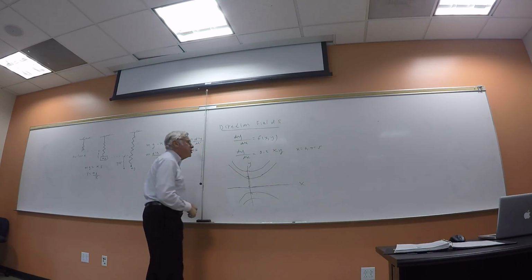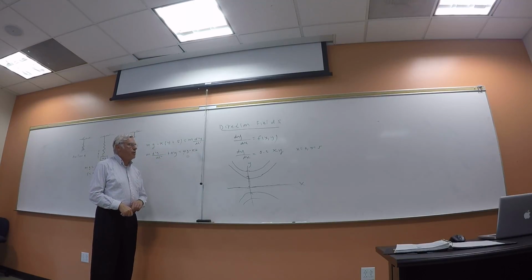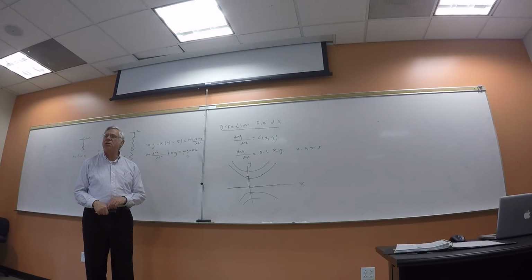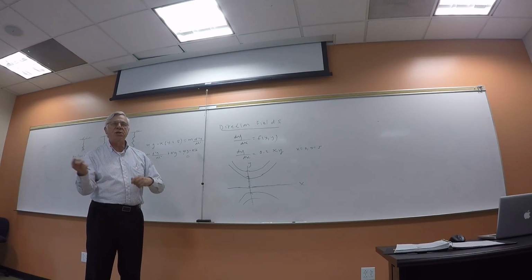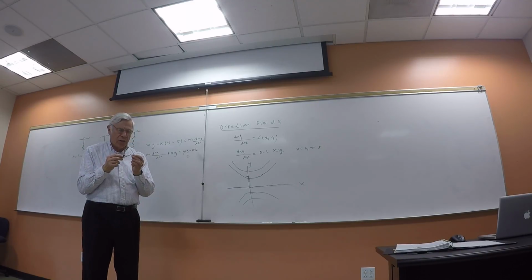But the idea here of the direction field is to just look at what the curves look like without regard to the initial condition. So you get a feel of the nature of the curves. Are they increasing, decreasing? What do they look like qualitatively?